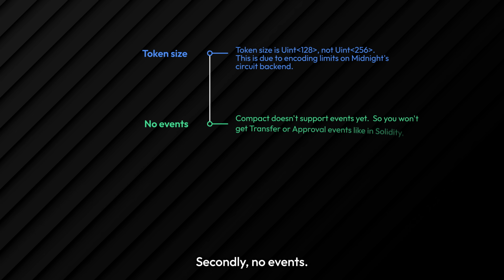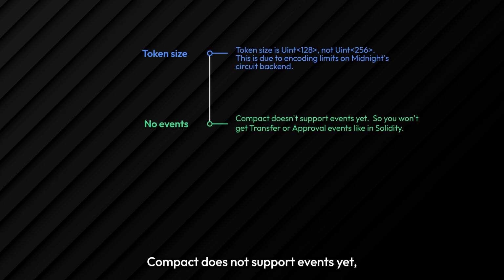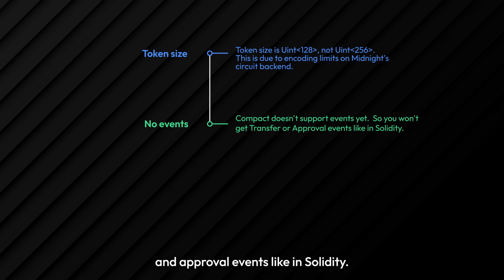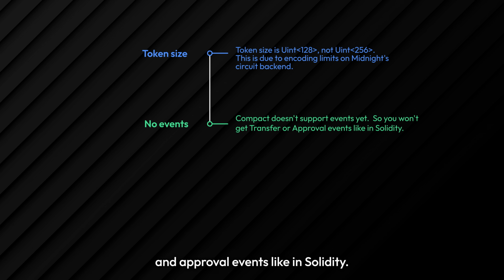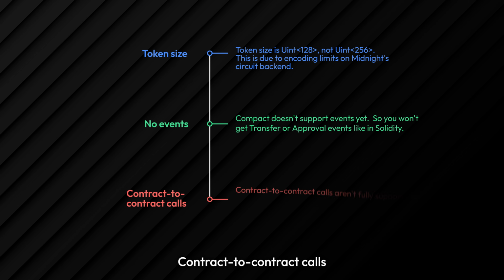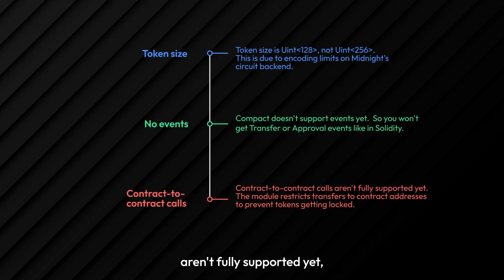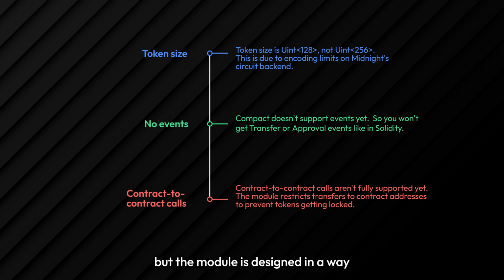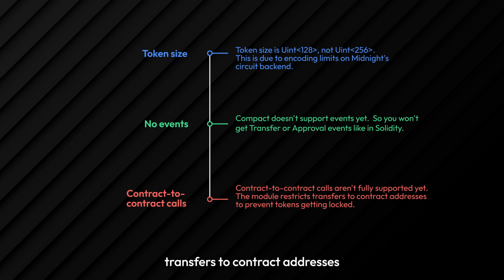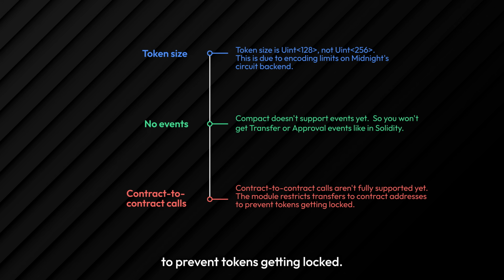Secondly, no events. Compact does not support events yet, so you won't get transfer and approval events like in Solidity. And then finally, contract-to-contract calls aren't fully supported yet, but the module is designed in a way that it restricts transfers to contract addresses to prevent tokens getting locked. This is what it looks like in code.